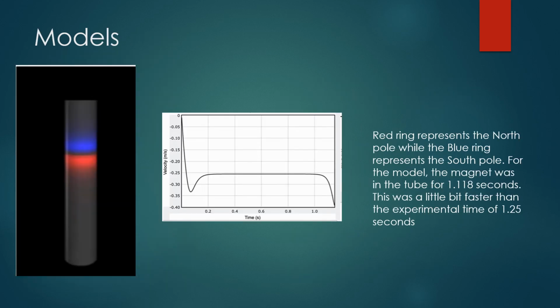Here's my model on the left, and then my graph for the velocity and time. For the model on the left with the magnet falling through, the red ring represents the North Pole while the blue ring represents the South Pole. For the model, the magnet was in the tube for 1.118 seconds. This was a little bit faster than the experimental time of 1.25 seconds. And I do want to point out that in the velocity time graph, you can see that the velocity plateaued at around 0.2 seconds. This is around the time when the gravitational force and the magnetic force were equal to each other.